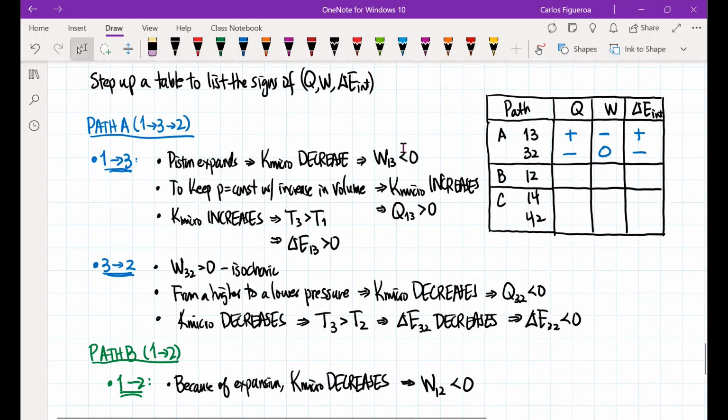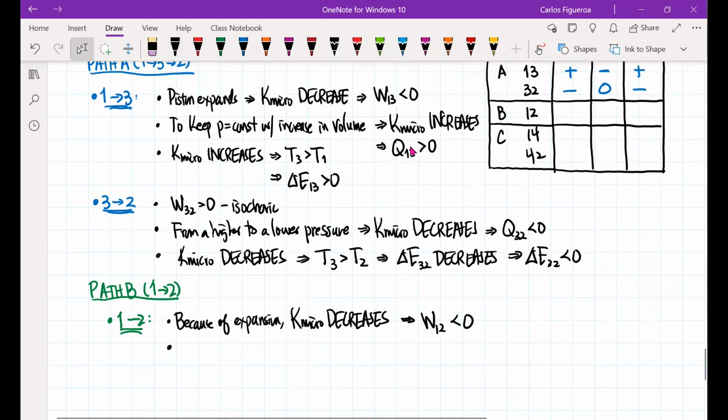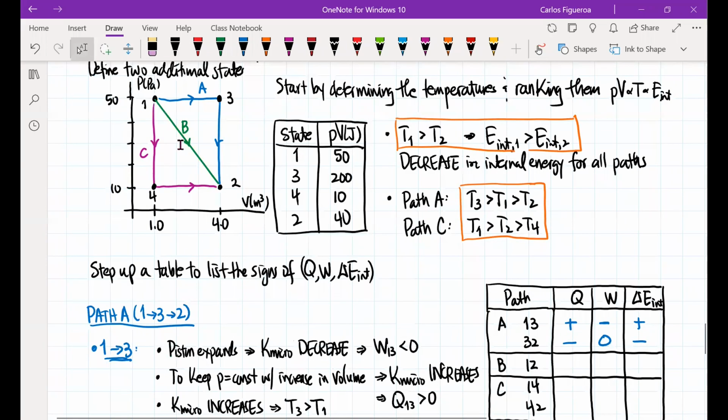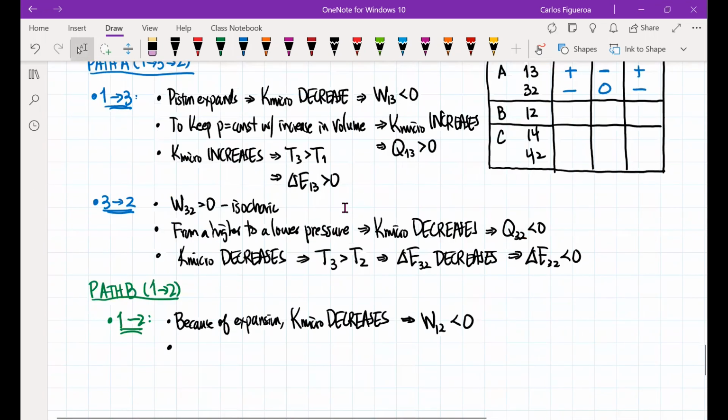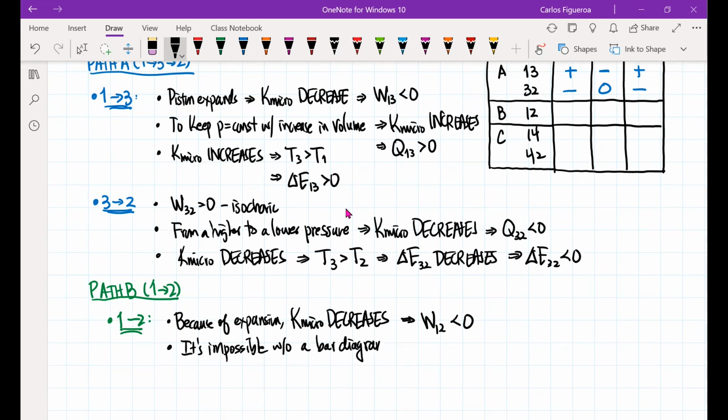Okay. Now let's talk about the heat here. When I look at the heat, am I adding heat or am I removing heat? I'm going to say that that's a little bit too hard to say. So I'm going to say that it's impossible without a bar diagram or a calculation.